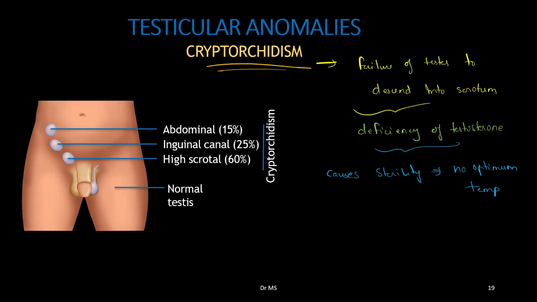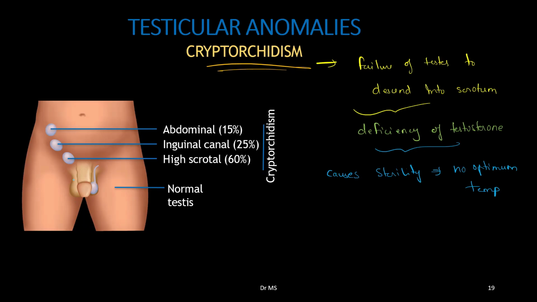And remember, in cryptorchidism, in 15% of cases the testes will be present in the abdomen, in 25% they will be in the inguinal canal, which is the canal that connects the abdomen to the scrotum, and in 60% they are inguinoscrotal, that means just above the scrotal cavity. The doctor can do surgery and move the testis present here into the scrotum.